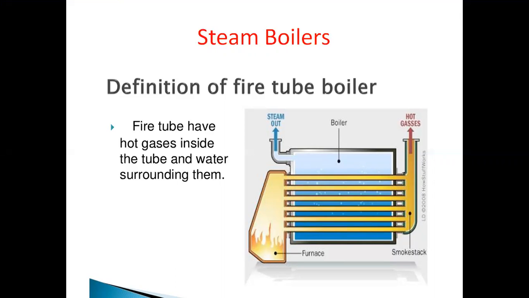So where do we use this steam? Steam is used in power plants for the generation of electricity. Steam is also used for industrial applications, marine applications, locomotives, and in paper mills and cotton mills for bleaching. So these are the applications of a steam boiler.